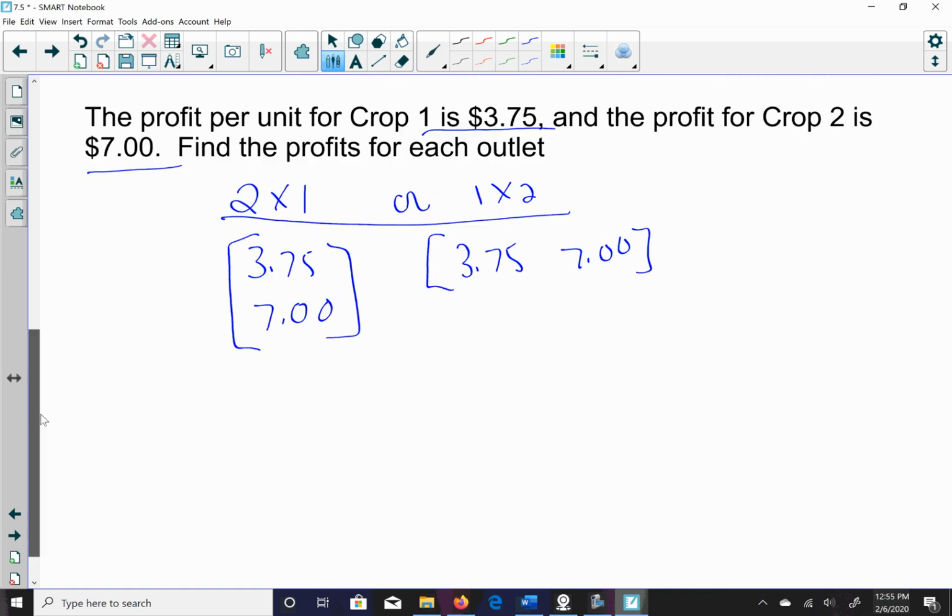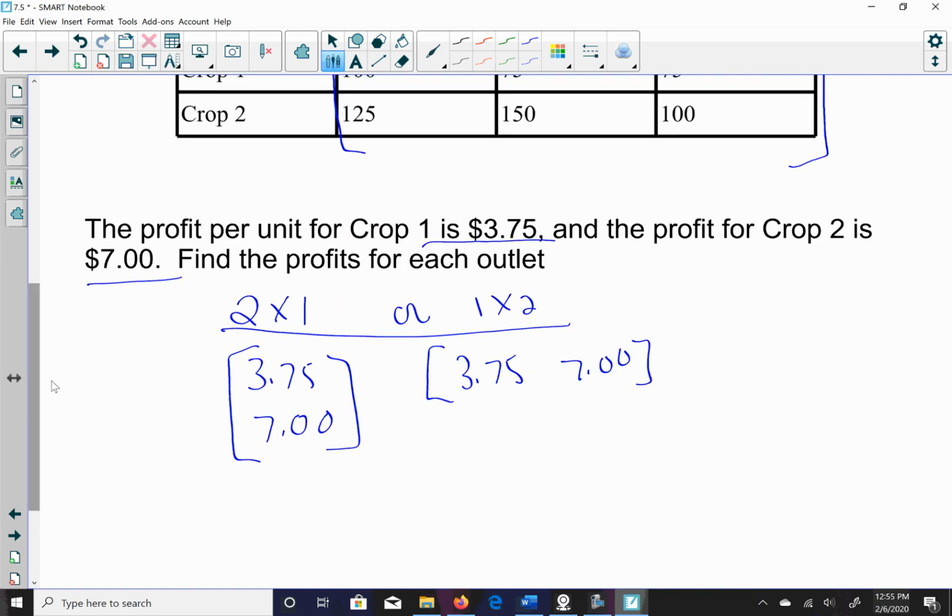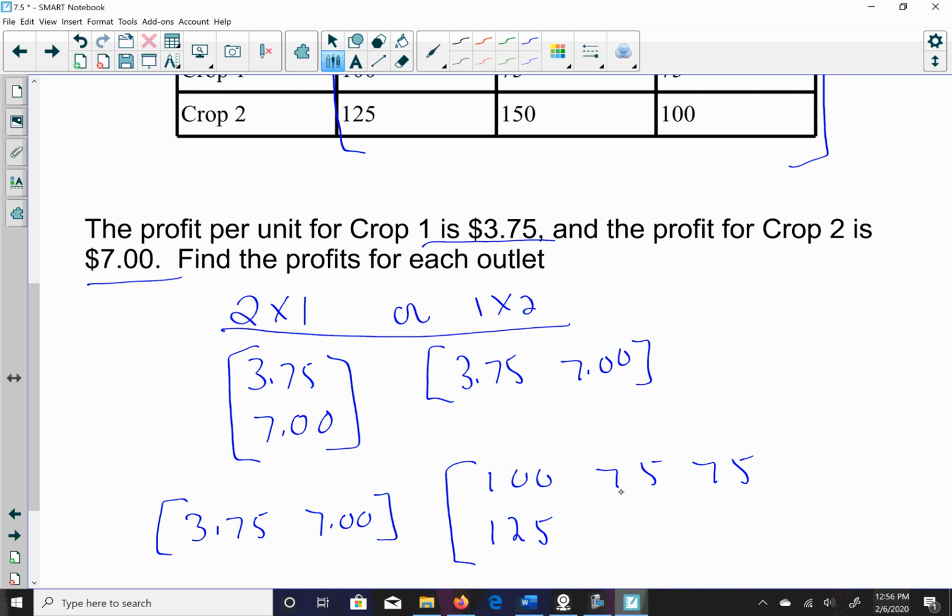So I'm going to write all my information down as two matrices being multiplied by each other. When I do that, I'm going to write the profit as my 1 by 2 matrix, 3.75, 7, and then I'm going to write my numbers of items sold in each outlet, and then I'm going to multiply these two matrices together.